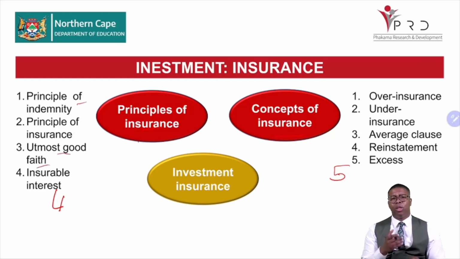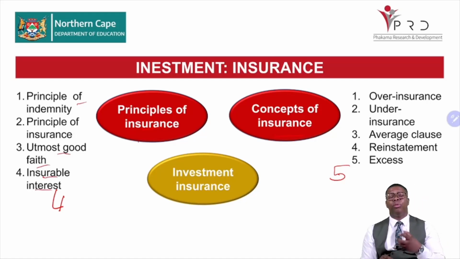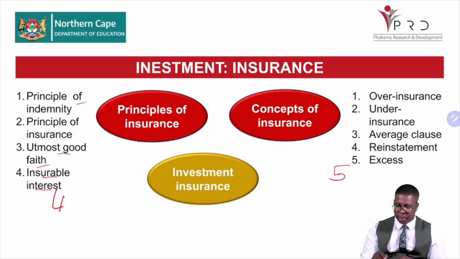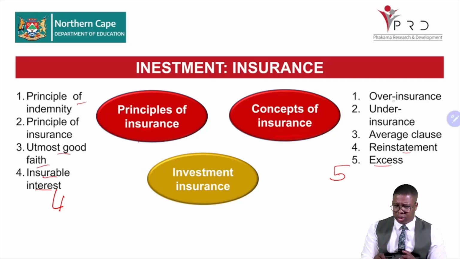Utmost good faith talks about being honest before you enter into an insurance contract, but insurable interest talks about proving what you stand to lose financially should the asset you are insuring be lost or cease to exist. But when you look into over insurance, under insurance, average loss, reinstatement, and excess, these are applicable to how situations would occur in an insurance. Hence, we say over insurance is when the business is insured for more than the actual market value. And then under insurance has to do with an asset being insured for less than its actual market value.